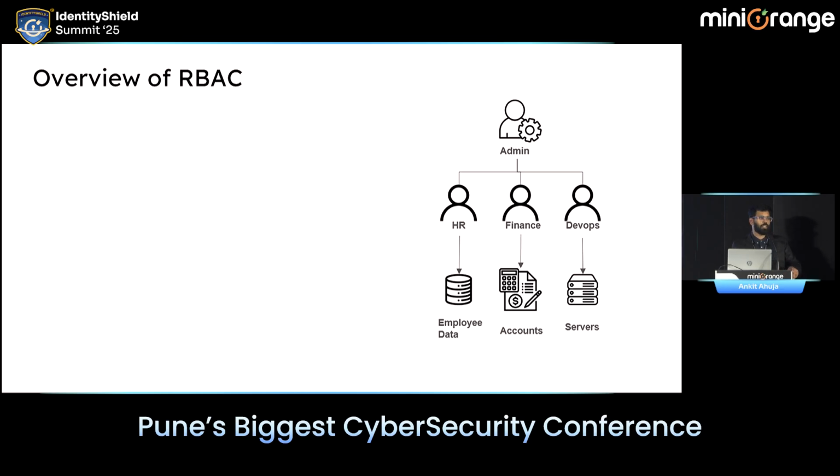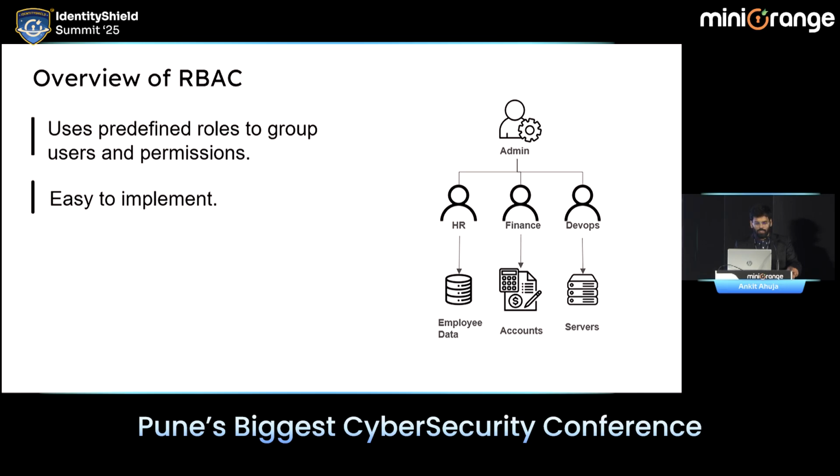So one type of access control is role-based access control called RBAC. How it works basically is you assign a role in your organization, and based on those roles, they are given access to resources. So an admin will assign roles like HR, finance, DevOps, and based on that, they'll get access to either employee data or accounts or servers. But what's the problem here?